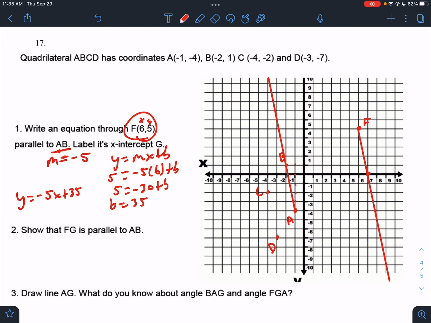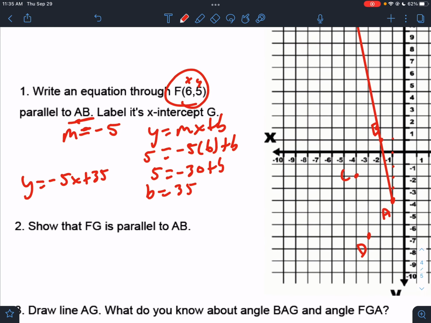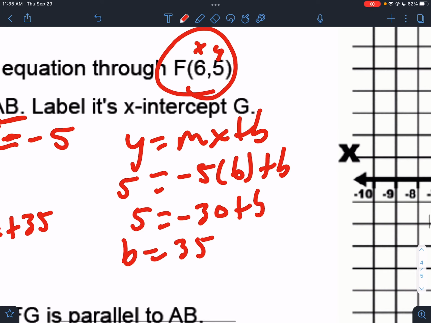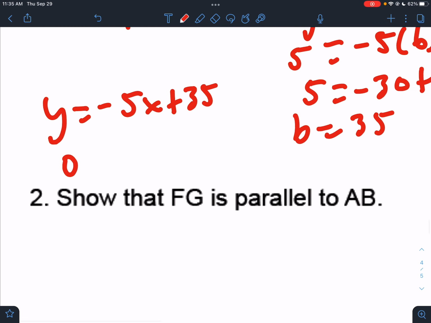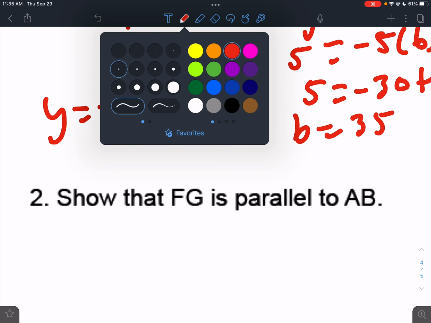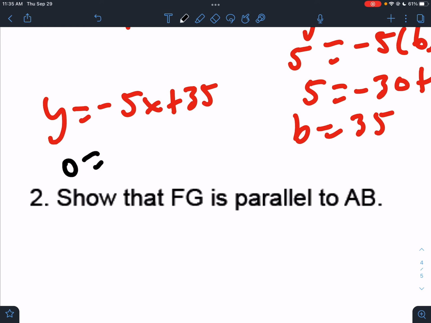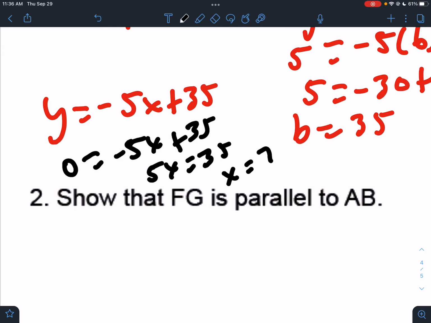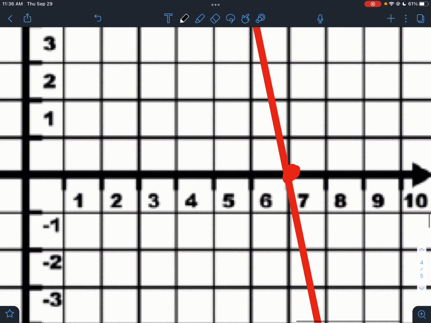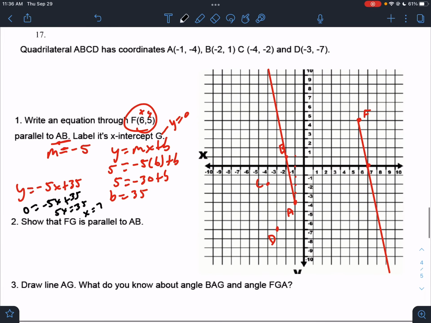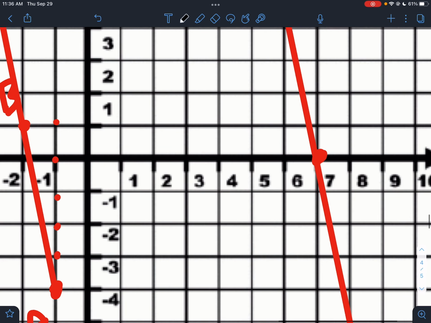Okay. But if you don't know that on the x-intercept, we haven't really talked about this very much, but the x-intercept, that means that y has to be 0. So could you just plug in 0 for y? Change colors up a little bit. So 0 would equal negative 5x plus 35. So 5x equals 35, x equals 7. Is that what we got? Yeah. 1, 2, 3, 4, 5, 6, 7. Yeah. So the x-intercept is G.